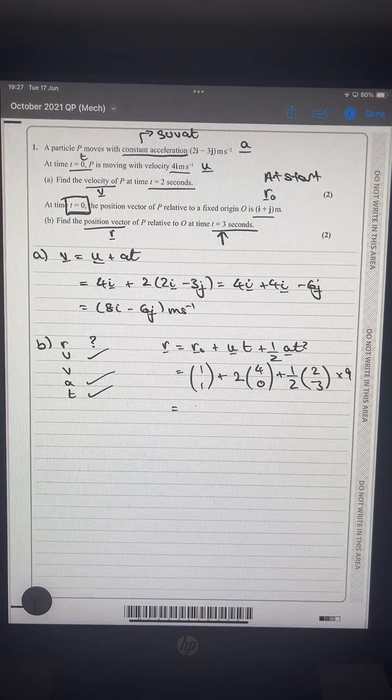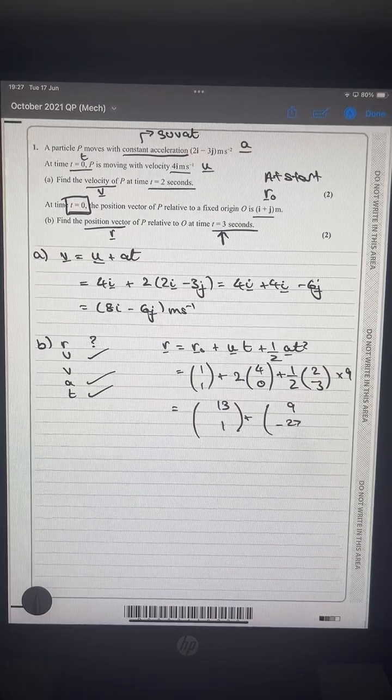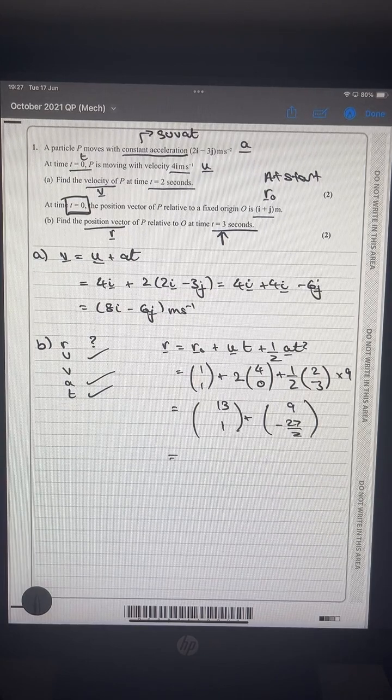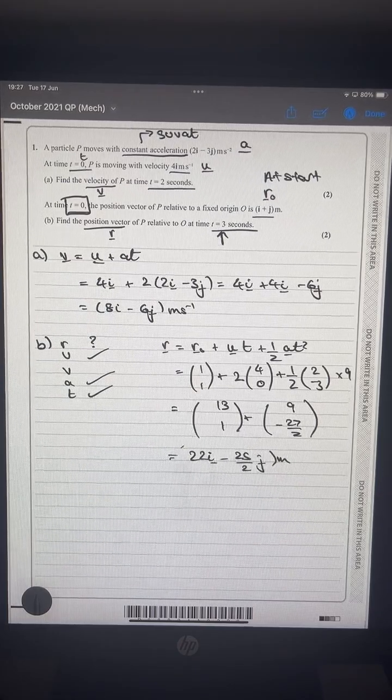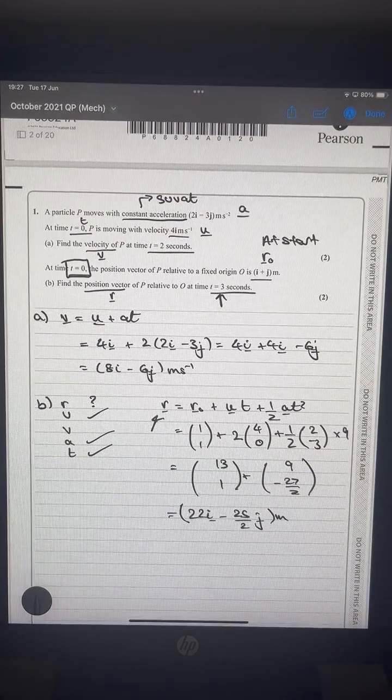So that's going to be equal to 13 and 1 plus 9 and minus 27 over 2. If I just do my vector multiplication and vector addition, remember, if you're multiplying by a scalar, so 9 over 2, you multiply the i component and the j component by that. Same here. You can add the i's and j's separately. When you add this, you get 22i minus 25 over 2j meters as your position vector, because that's what r is, right? And I like to answer in the form they've given, ij notation here, and that's how you get a nice 4 marks to start off.